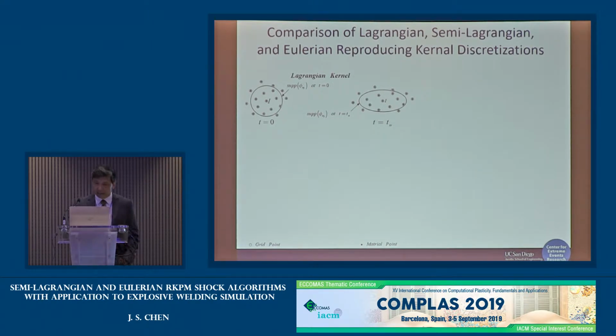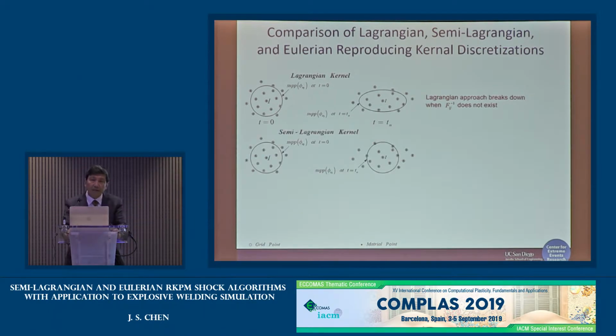So as you can imagine, this approach will break down when the inverse of the deformation gradient does not exist, and that happens when you have fracture, damage, fragmentation type of problems. Okay, then we term this semi-Lagrangian, and it still carries the term Lagrangian, in the sense that the mathematical point I is still moved with the material point I, okay?